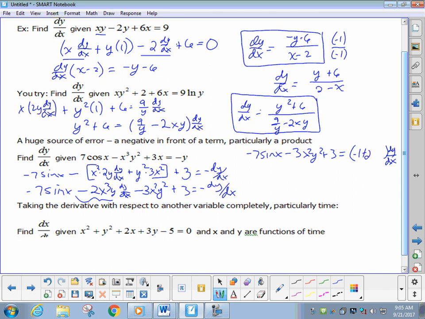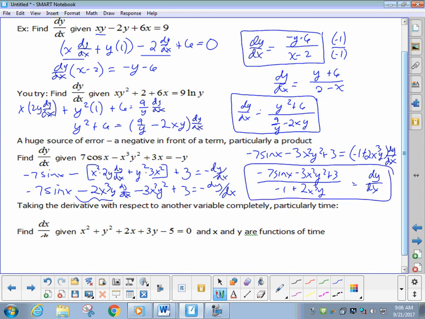Plus 2x cubed y, or yx cubed, however you want, obviously the commutative property applies, so you could have that order different. 2x cubed y minus 1 is fine. But at the end of the day, dy dx is all that stuff, negative 7 sine x minus 3x squared y squared plus 3, all divided by the quantity negative 1 plus 2x cubed y. You follow? All right then.